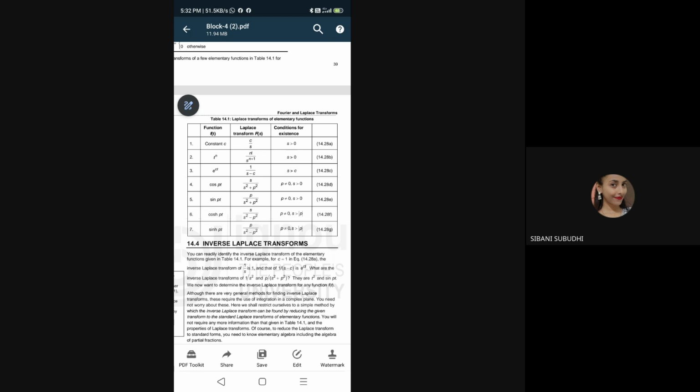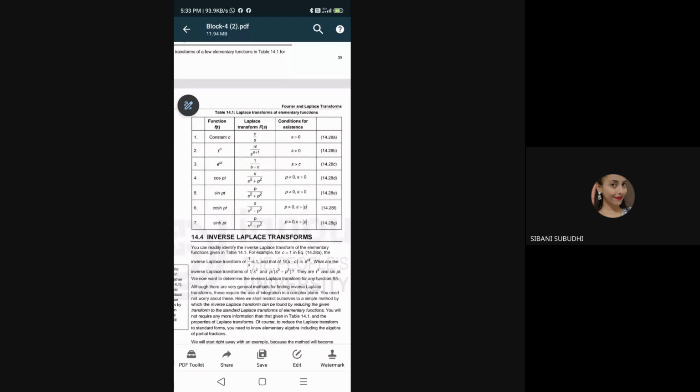Similarly, if f(t) is equal to the cosine function cos pt, then its Laplace transform F(s) is equal to s by s square plus p square. And if it is a sine function, that is f(t) is equal to sine pt, then F(s) is equal to p by s square plus p square. If it is a hyperbolic function, so your f(t) is equal to cos hyperbolic pt, then the Laplace transform F(s) is equal to s by s square minus p square. And if f(t) is equal to sine hyperbolic pt, then F(s) is equal to p by s square minus p square. And you remember this to solve the problems.